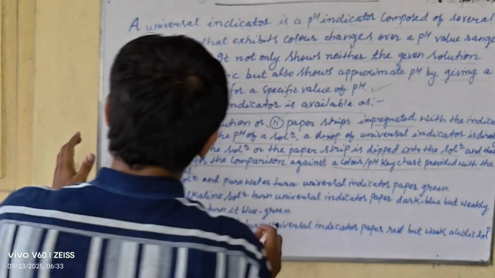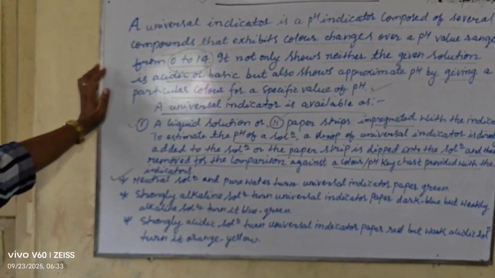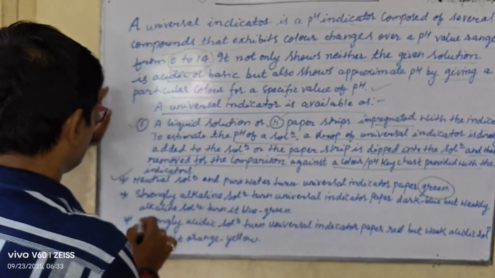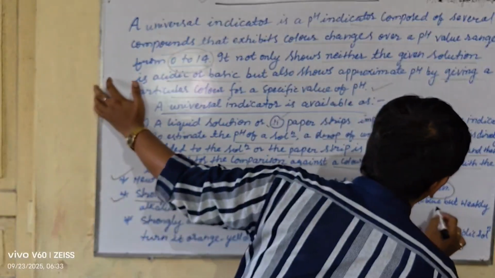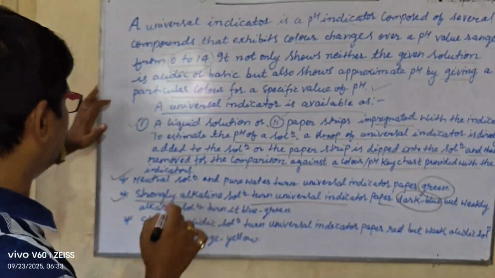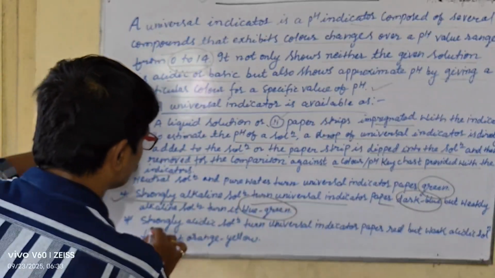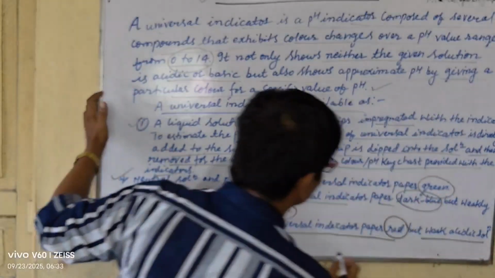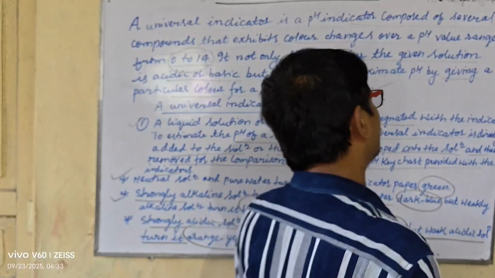So my dear student, it is quite clear that a neutral solution and pure water turn universal indicator paper green. Strongly alkaline solution turns universal indicator paper dark blue, but weakly alkaline solution turns it blue green. Strongly acidic solution turns universal indicator paper red, but weakly acidic solution turns it orange yellow. So these are all about the universal indicator.